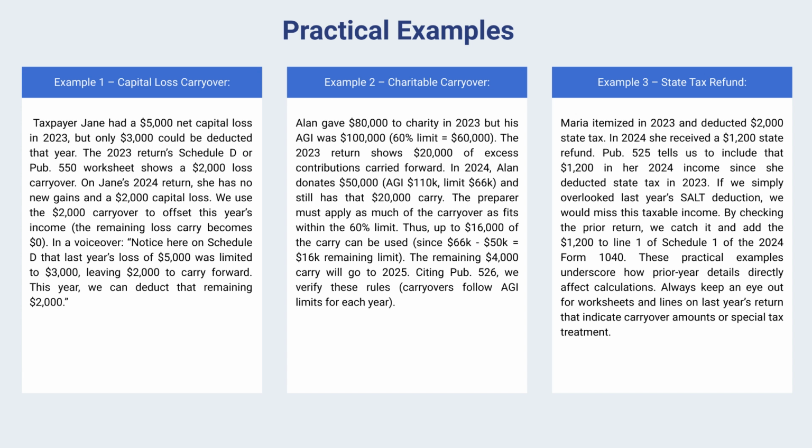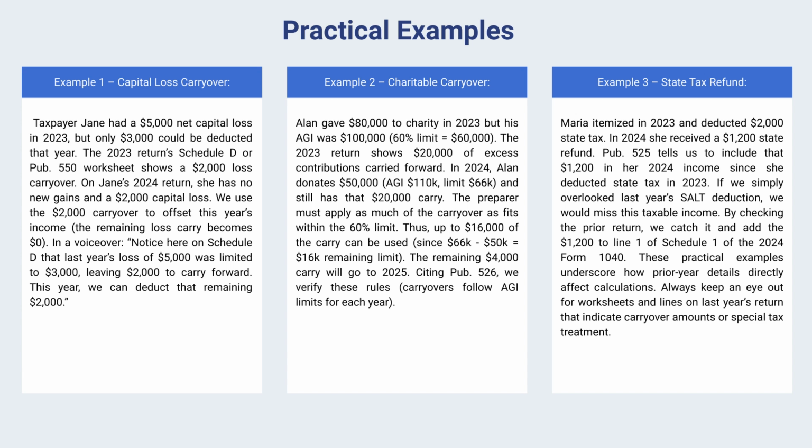So how much of that $20,000 carryover can we use this year? Well, $66,000 minus his $50,000 current year donation gives us $16,000 of unused room. So we apply $16,000 of the carryover, and the remaining $4,000 rolls forward to 2025. We cite Publication 526, which reminds us that carryovers are limited by AGI each year and must be categorized by type. Example number 3, state tax refund.